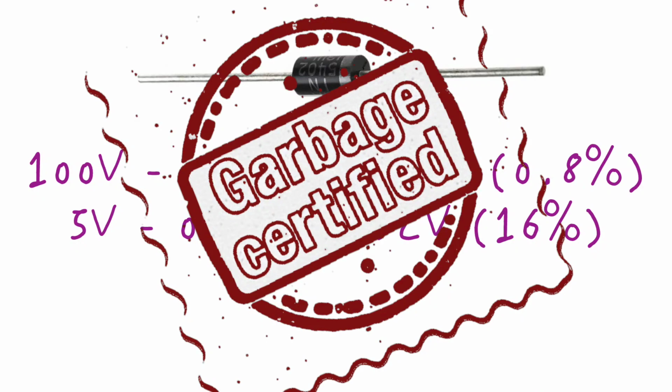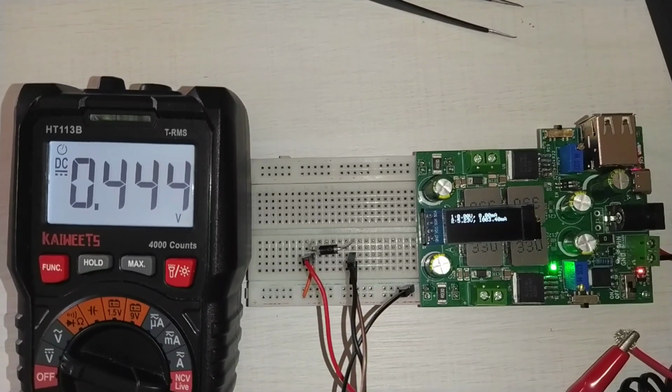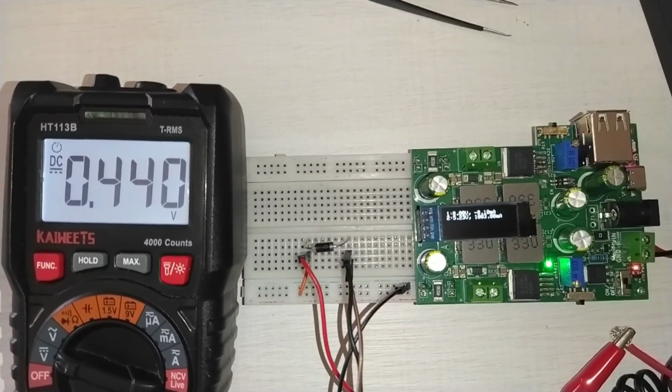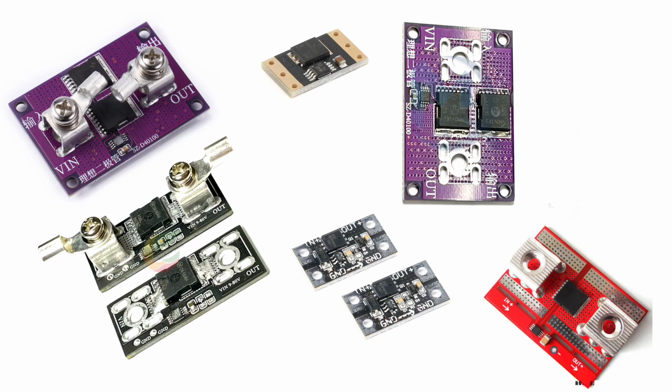That's garbage. So we invented the Schottky diodes that have a lower voltage drop. But even most of those diodes can go down only to 0.4 volt, which can still be pretty bad. To solve this voltage drop problem, there are those ideal diode modules on the market.